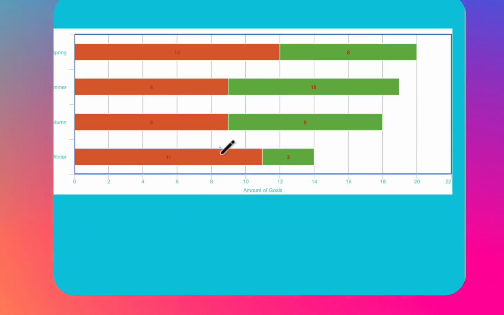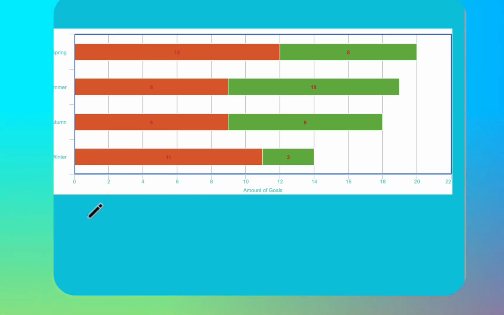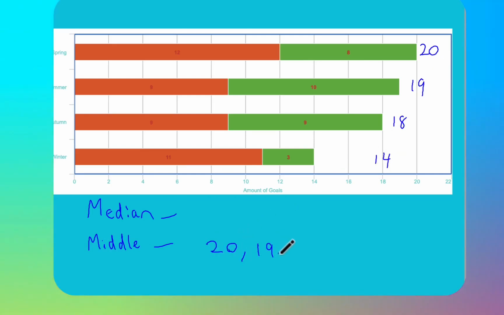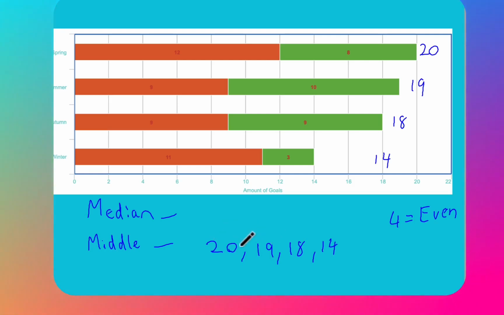Okay, so we have the same values here, but this time we're going to try to find the median. The median of data is to try to find the middle number. So if we can think of median and middle. And the way we do this is we set up our data with our biggest value first: 20, 19, 18 and 14 in this order. Because 4 is an even number, we do not have a middle number to take, because when we have 2 on this side and 2 on this side, we have no middle number between them. If we had 5, say for example we had a value of 18 here and 17 here, we would know that 18 is our middle number, or our median.